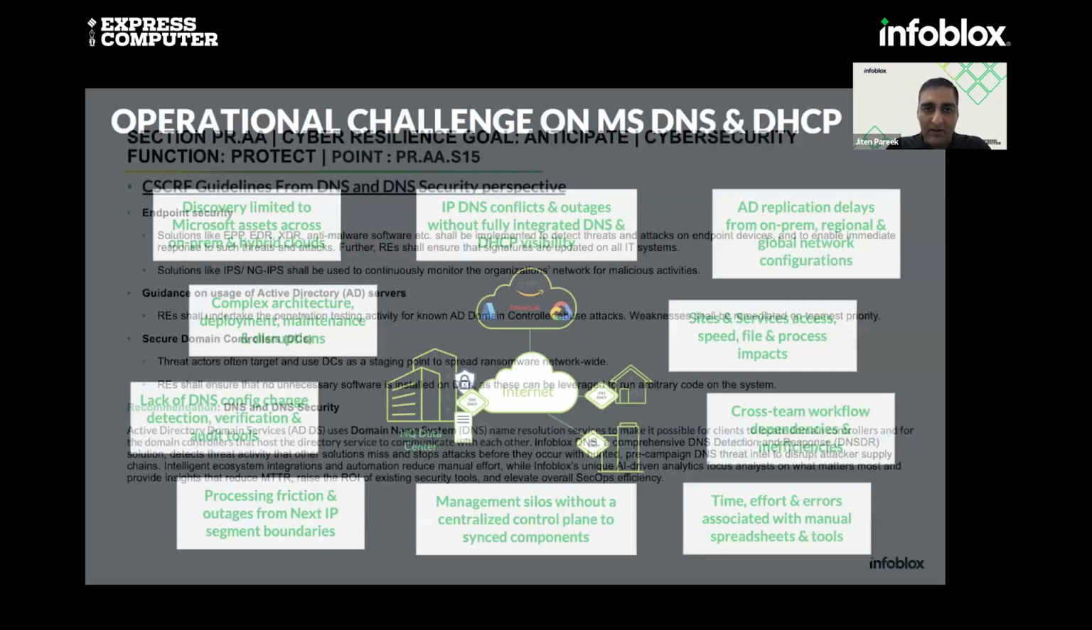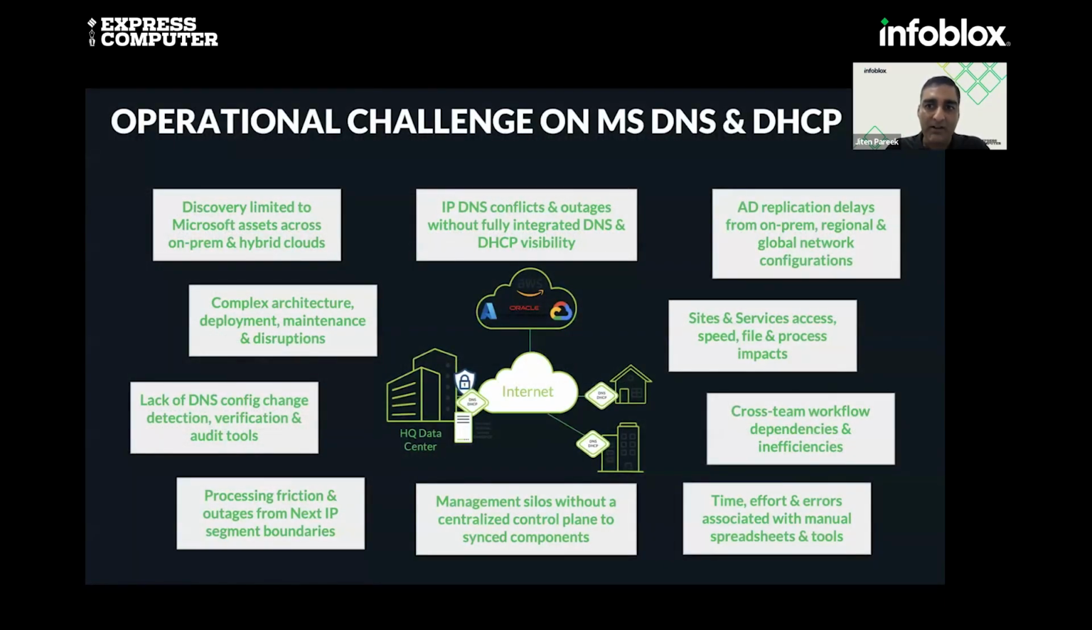If you are able to exploit the weakness of the Active Directory DNS, people who are using Microsoft, we all know the challenges of Microsoft based DNS and DHCP. They have made so many changes to the Active Directory platform, but since the inception of Active Directory, they have not made any modifications to the Active Directory based DNS or DHCP. It has very limited discovery capabilities. There is no mechanism to avoid IP conflict. AD replication you cannot control. Site services access, speed, file process, impact. It has a very complex architecture for deployment and maintenance.